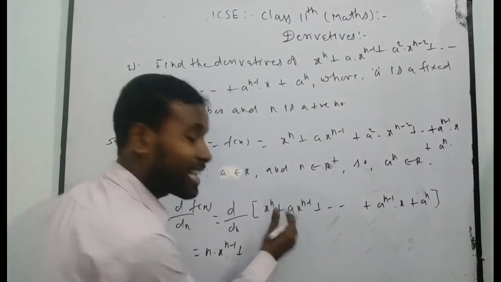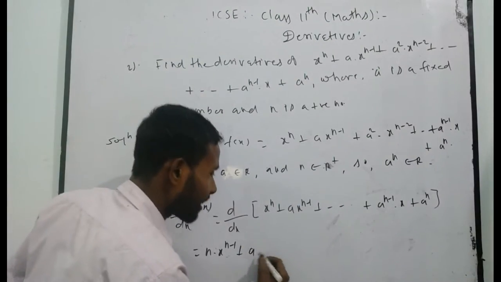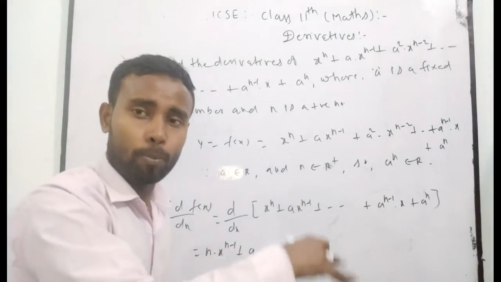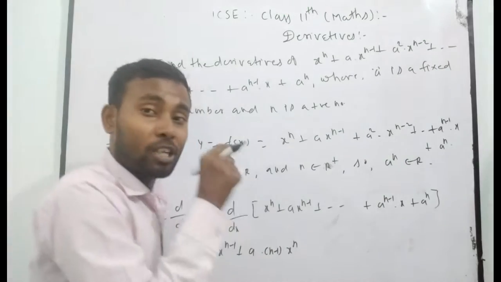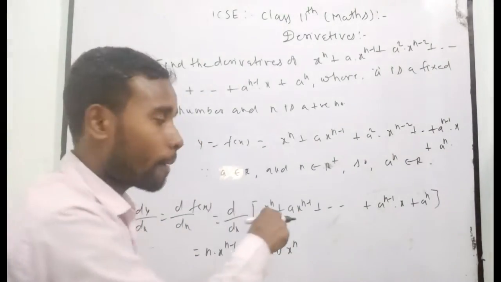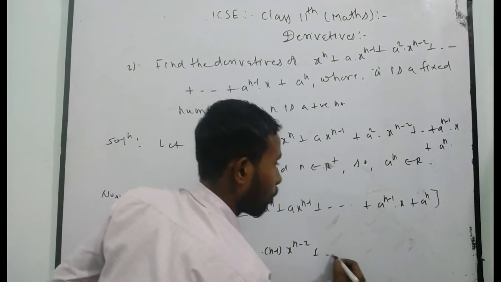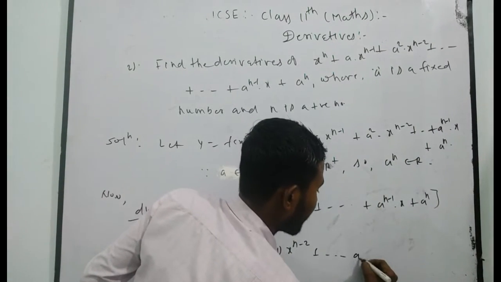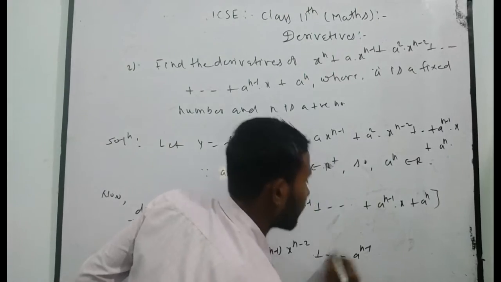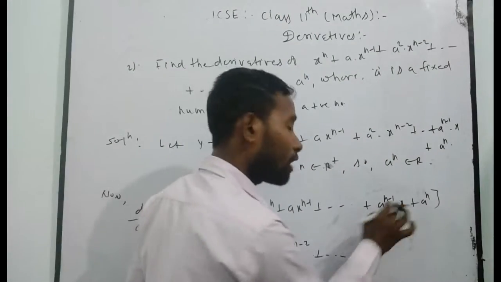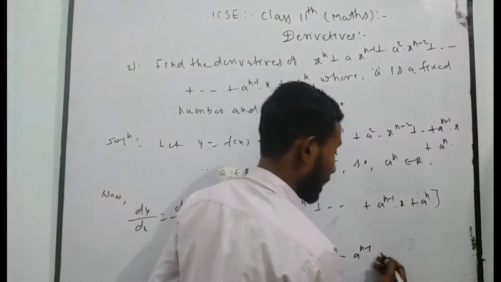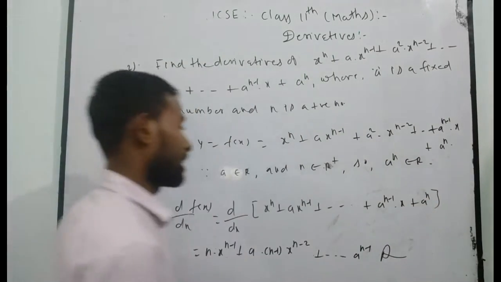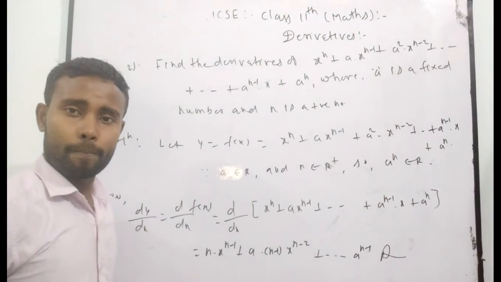Here, as you know that a is a constant, so you can take it common. And you have to find the derivative of x to the power n minus 1 with respect to x, which will be n minus 1 into x to the power n minus 2, and so on, plus dot, up to the term a to the power n minus 1. As you know that the derivative of x is 1, so I take only the constant term, and a to the power n is a constant term, so its derivative will be 0. So this is the final answer.